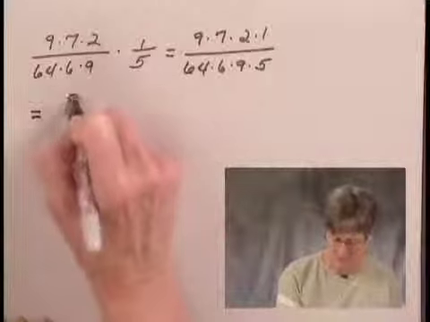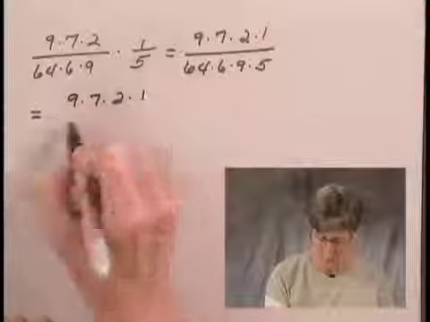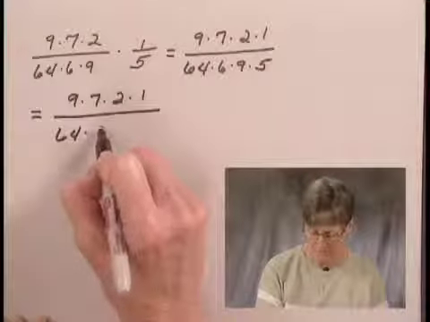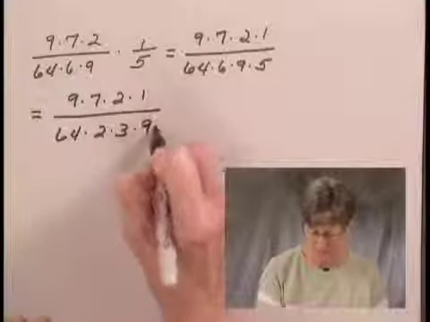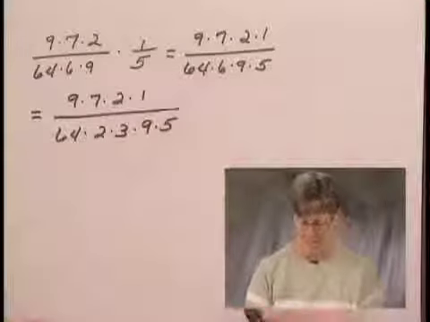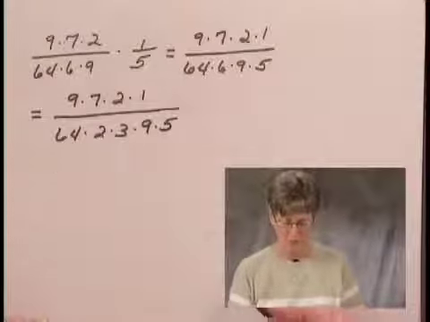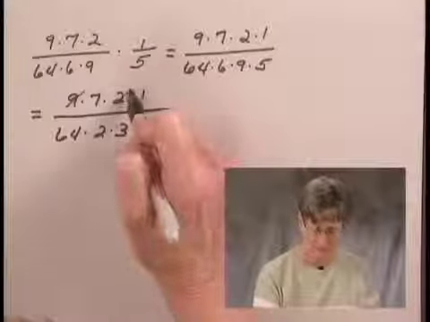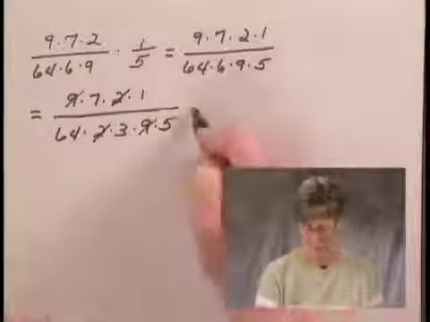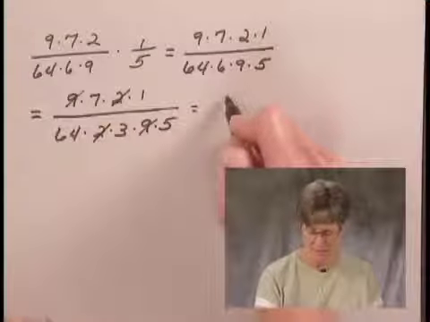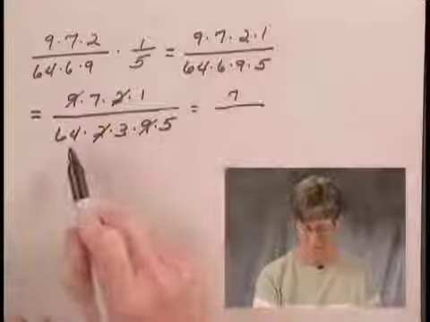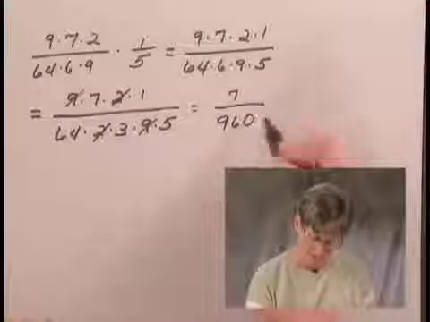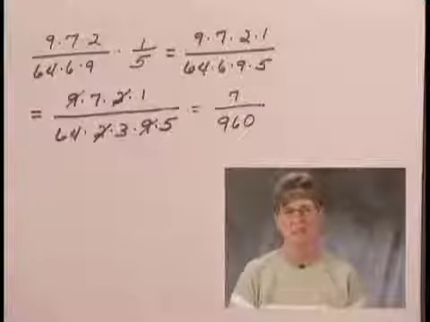And let's write this as 9 times 7 times 2 times 1, and I'm going to keep 64 as it is, and I'm going to factor 6 as 2 times 3, times 9 times 5. And now I can cancel the factors that are common to the numerator and denominator. So I can cancel the 9s, and I can cancel this pair of 2s. And what I have left is 7 times 1, or 7, over 64 times 3 times 5, which is 960. So this is the simplified form of the expression that we started with.